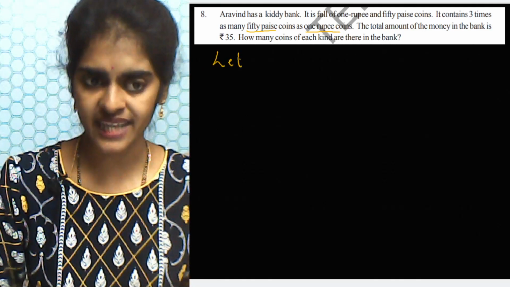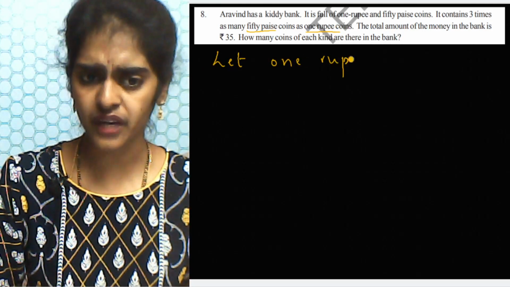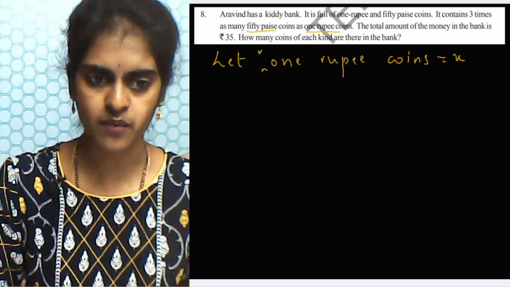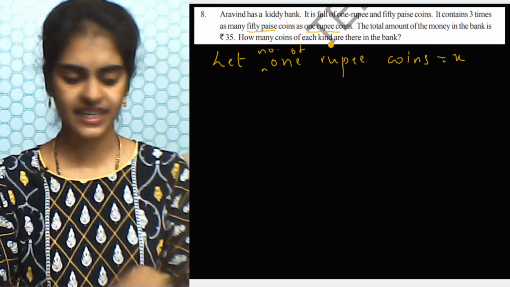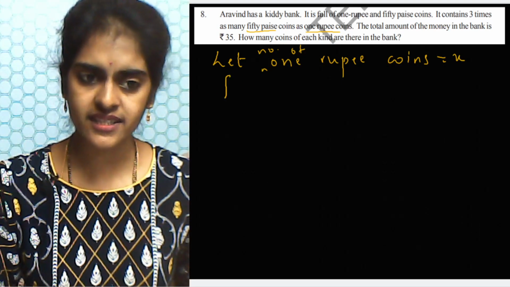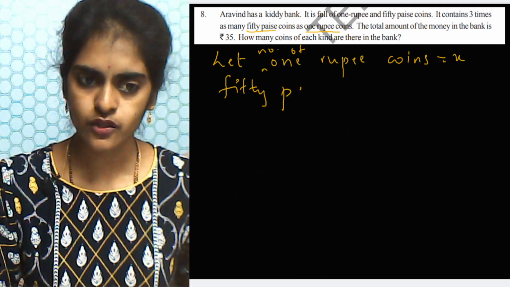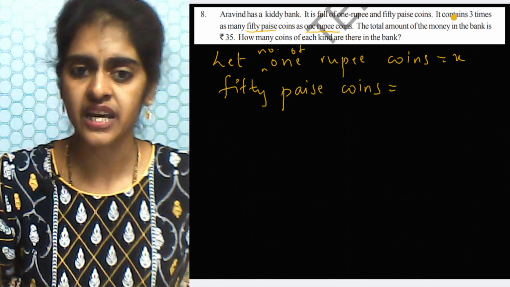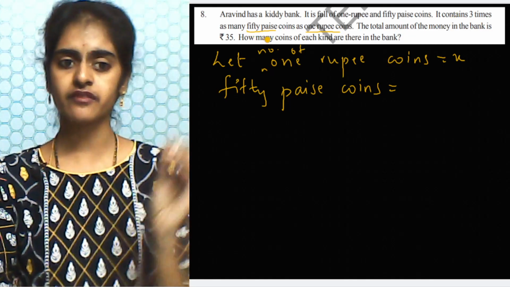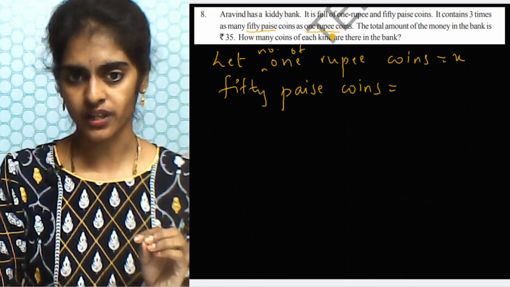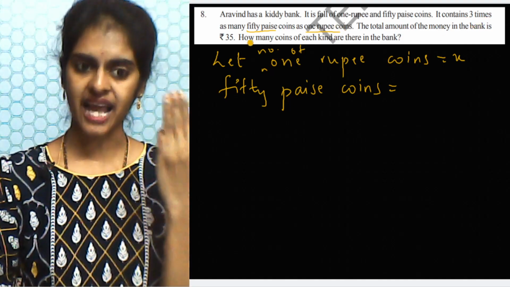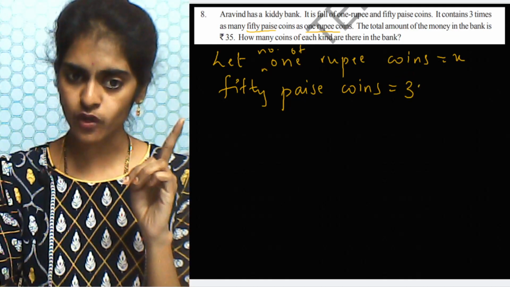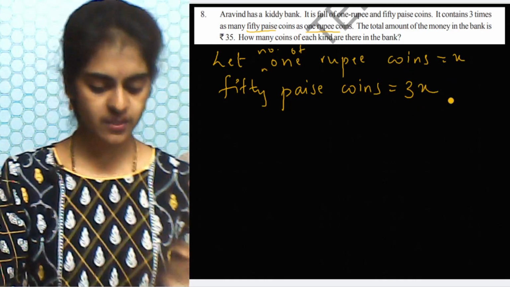as x. So let the number of 1 rupee coins be x. What is the number of 50 paise coins? See, it contains 3 times as many 50 paise coins as 1 rupee coins. So it is 3 times the 1 rupee coins. It is 3x. Simple, right?